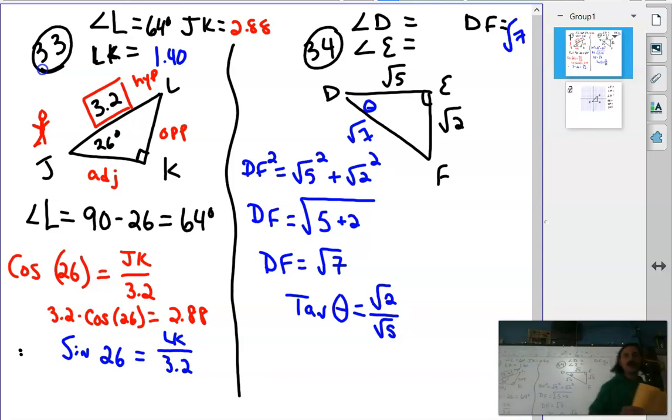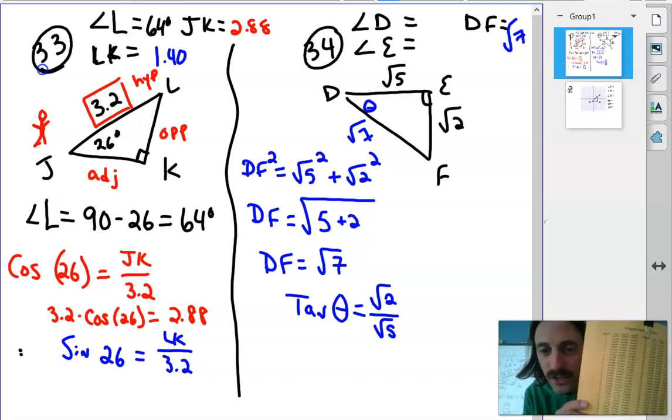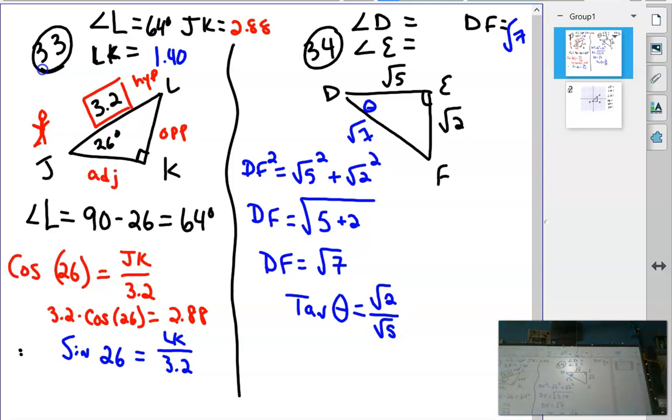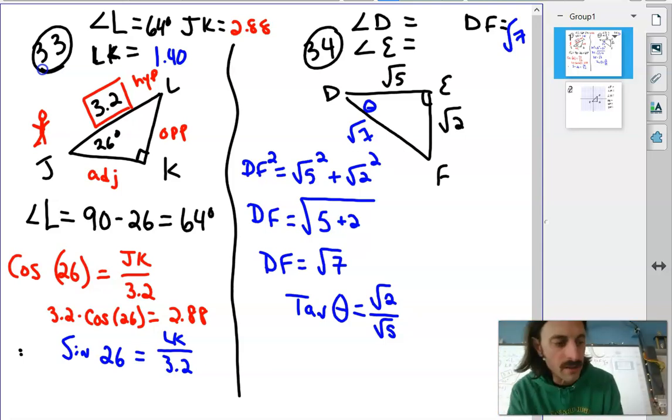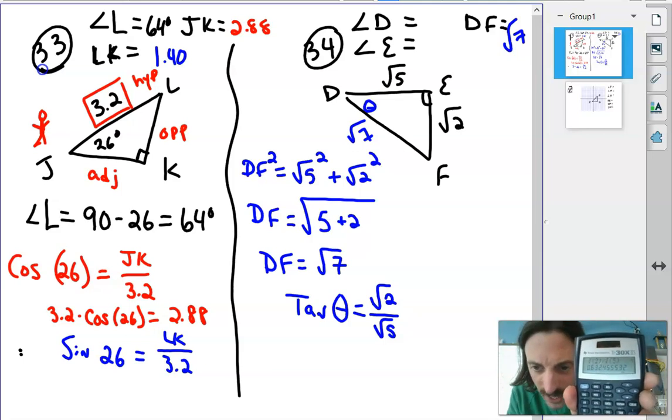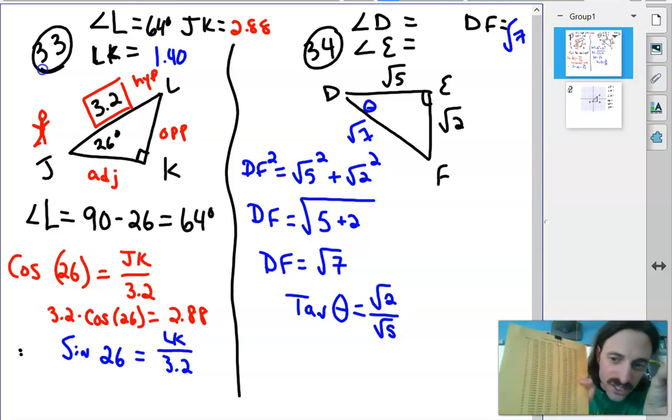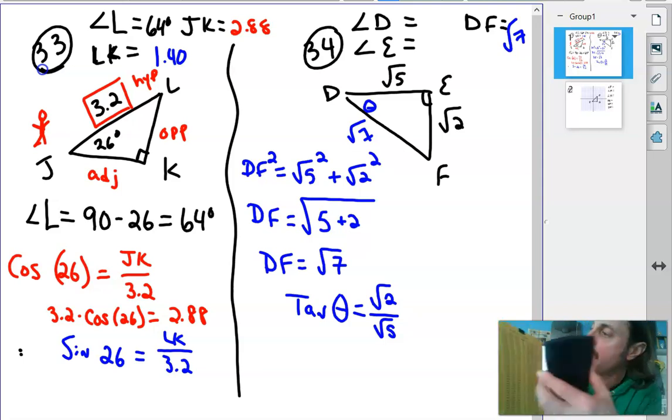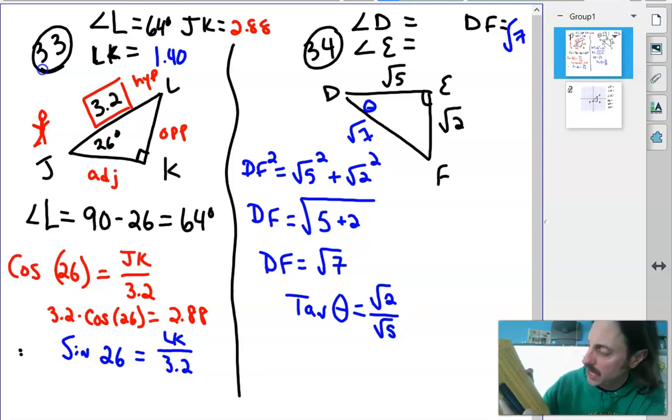Well, on your calculator, you could take square root of 2 divided by square root of 5. Let me just do it. And it's 0.6324555, right? And I could actually take this number and go down the tangent column of my golden tablet, and I would find 0.63, it's roughly a 32 and a half degree angle.